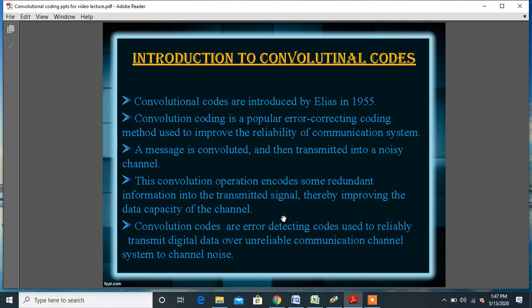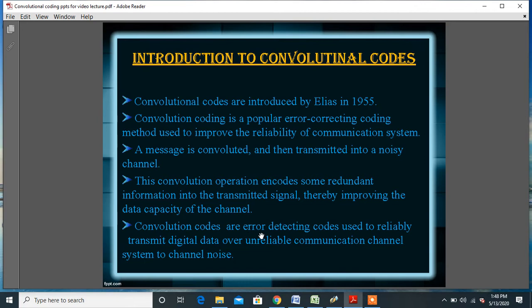Next, introduction to convolutional codes. Convolutional codes were introduced by Elias in 1955. Convolutional coding is a popular error correcting coding method used to improve the reliability of communication systems. A message is convoluted and then transmitted into a noisy channel. This convolution operation encodes some redundant information into the transmitted signal, thereby improving the data capacity of the channel.